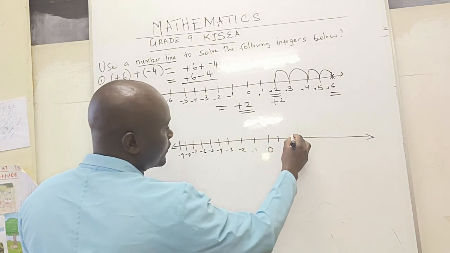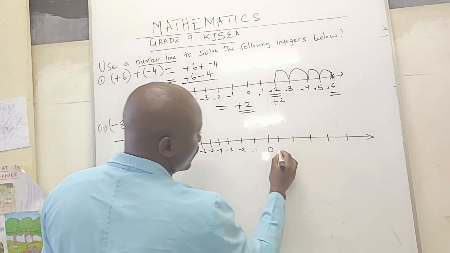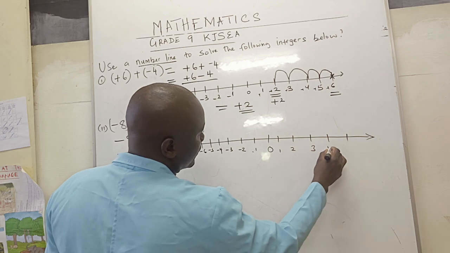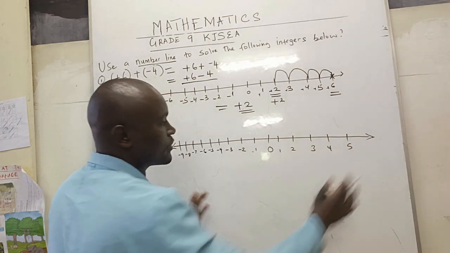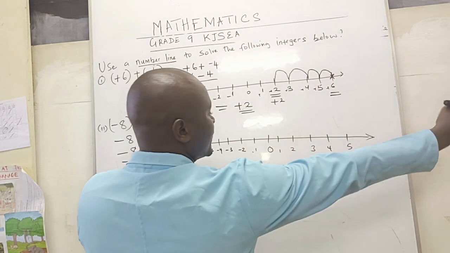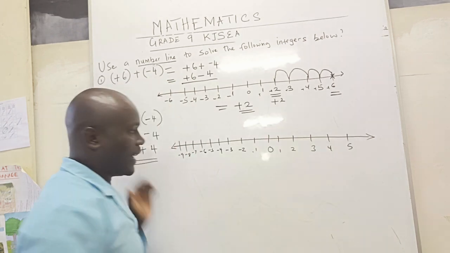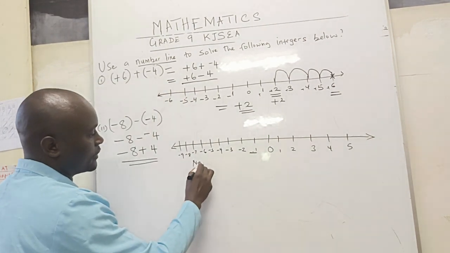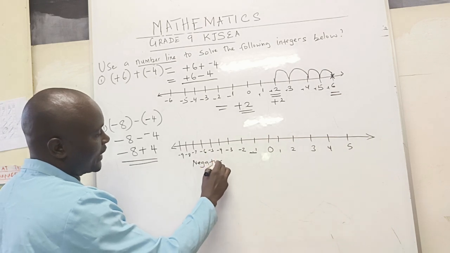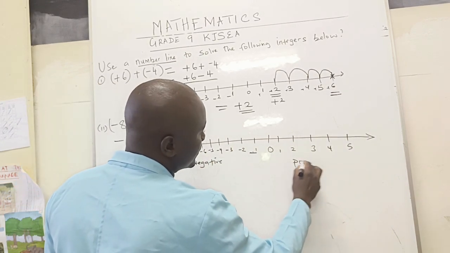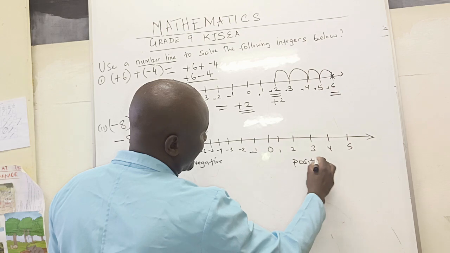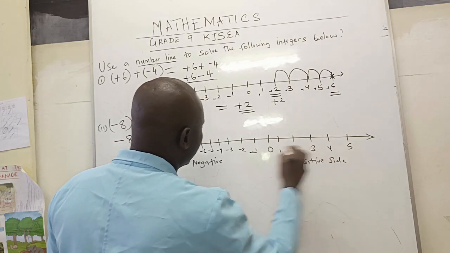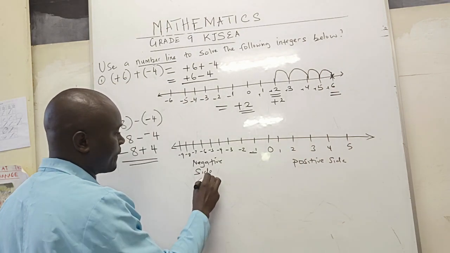Then 1, 2, 3, 4, 5. These are positives. From 0 to the right, positive. From 0 to the left are negative. So this side are negatives, and these are the positive side.